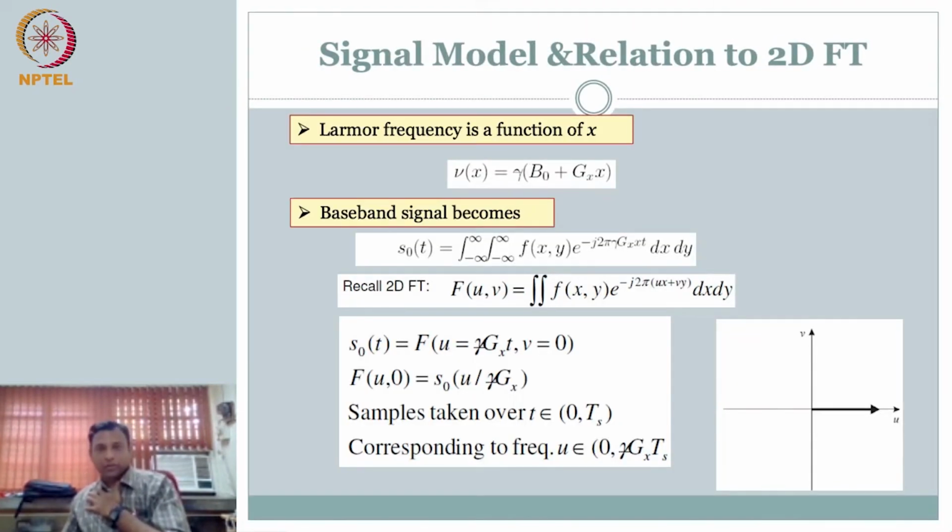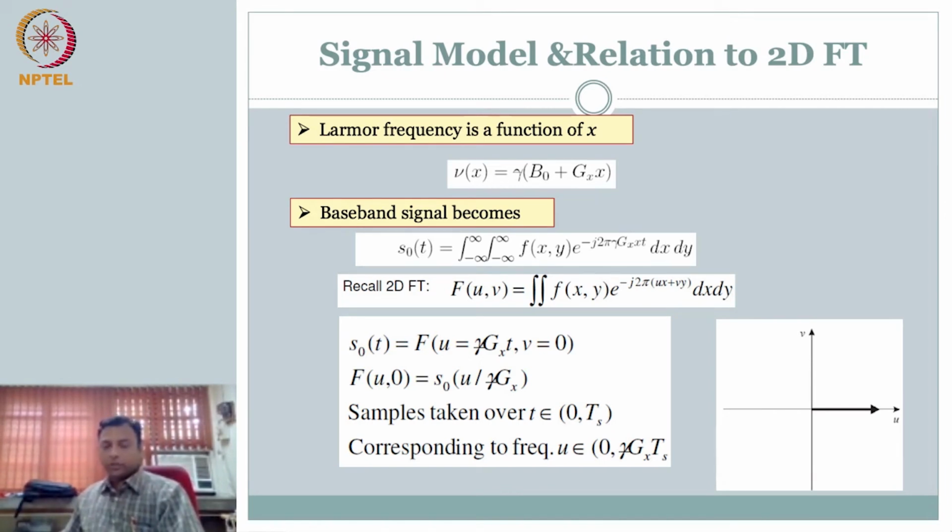So you have Larmor frequency along the X direction. Our Larmor frequency is changing because I have gradient only in the X direction. If I write out my signal, the baseband of the signal is nothing but the integral of f of x comma y e to the power of, I've just expanded this. The frequency that was there in the previous slide when we wrote the signal equation, I'm expanding it using this. So I get e to the power minus j gamma Gx x t dx dy.